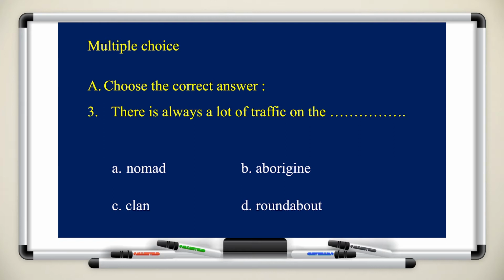So nomad is the traveler from one place to another. The aborigine is the native people of Australia. Clan is the group of people related in different families. Roundabout is the actual traffic rules, right? So roundabout is the correct answer. There's always a lot of traffic on the roundabout.